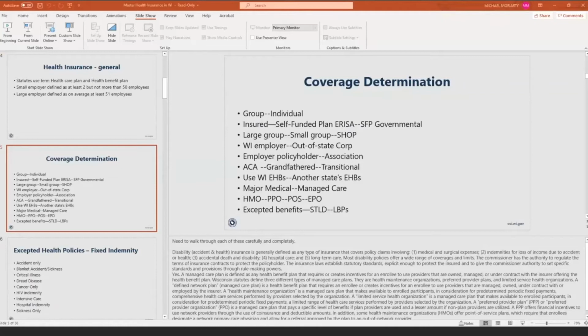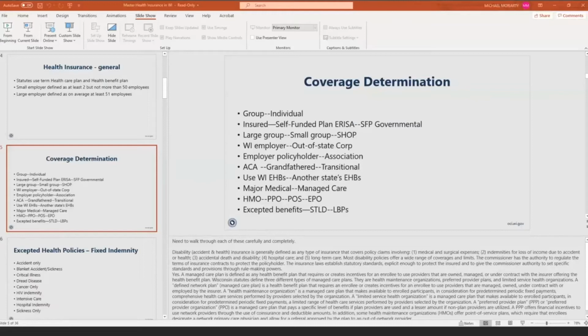In an employer plan, the employer is actually the policy holder rather than the individual employees. They get certificates. You have associations where everyone's a member and there's a master contract. In the ACA, you may have heard lots of different terms.